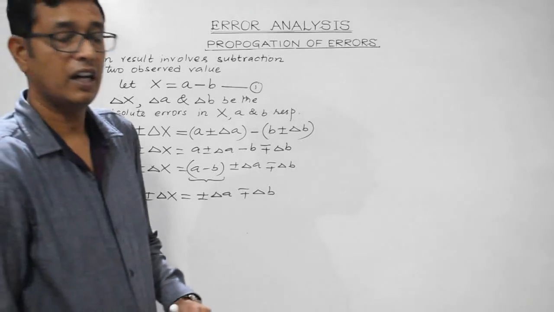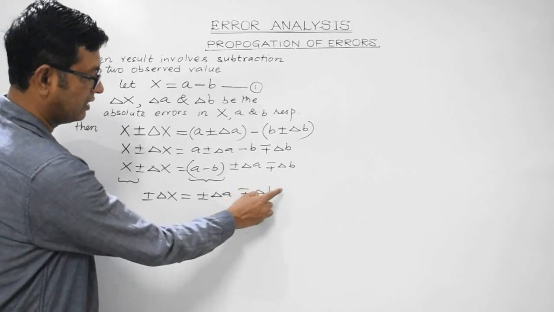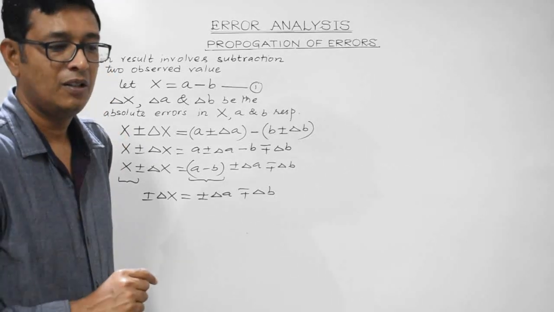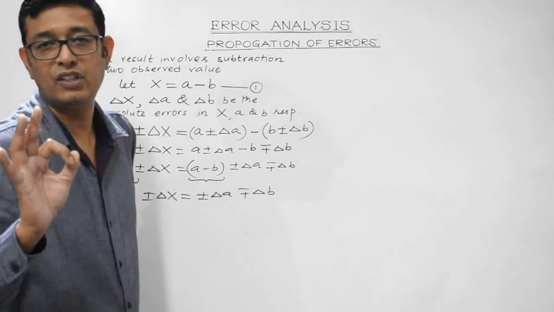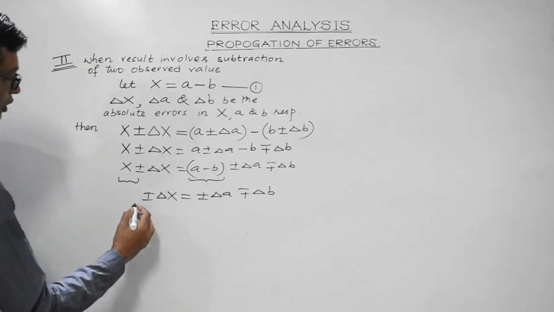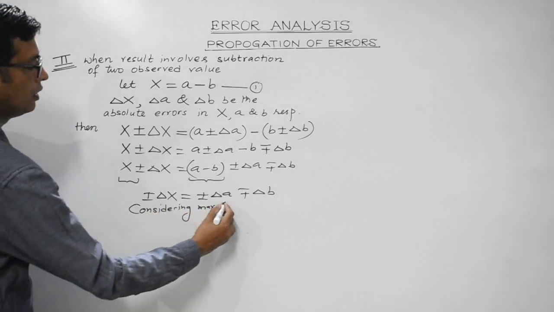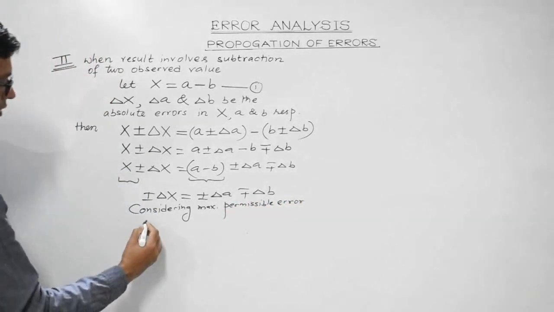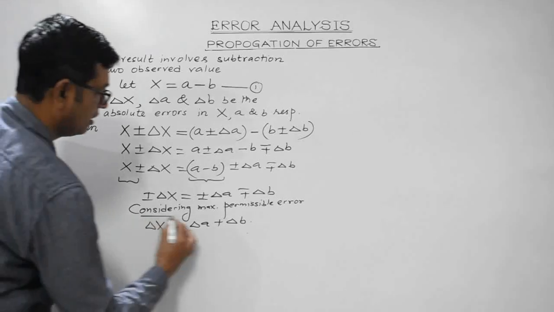Clear, students? Again, right hand side has four possibilities. Plus del A plus del B, plus del A minus del B, minus del A minus del B, minus del A plus del B. These are the four possibilities. But which one is to be considered while considering errors? Always we need to consider maximum permissible error. So considering maximum permissible error, we get del X is equal to del A plus del B. This is the maximum permissible error. So this is the result.